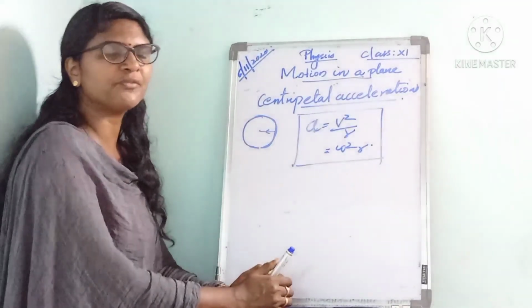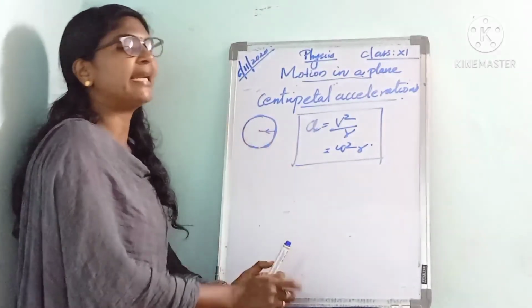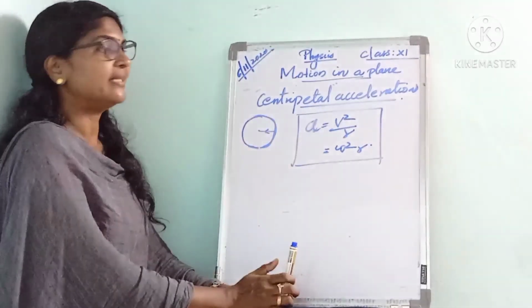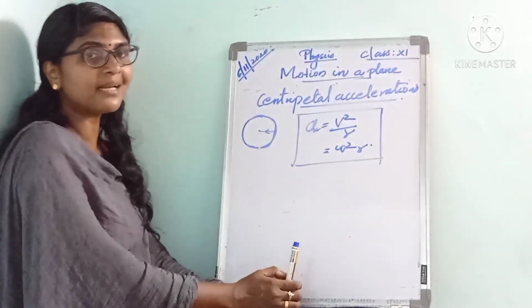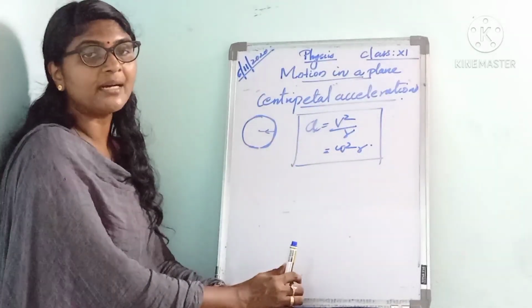Then what is the direction of this centripetal acceleration? It always acts along the radius and towards the center. Actually, it is center seeking, which is the meaning of centripetal. Its direction is always towards the center along the radius.